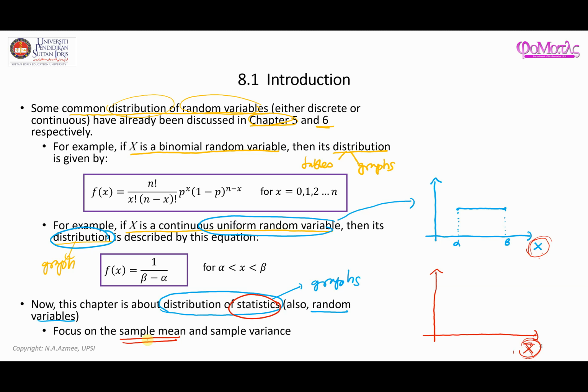So x bar here is representing the sample mean, and the sample mean is a type of statistic. So you want to know the distribution of a statistic. In other words, you want to understand what kind of graph you can get, what kind of special distribution you can assign to this statistic. In this chapter, we are just going to focus on studying the distribution of the sample mean and the sample variance. Just two of these.